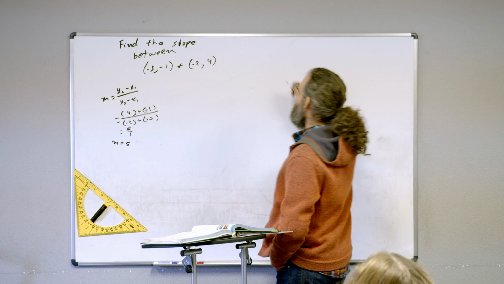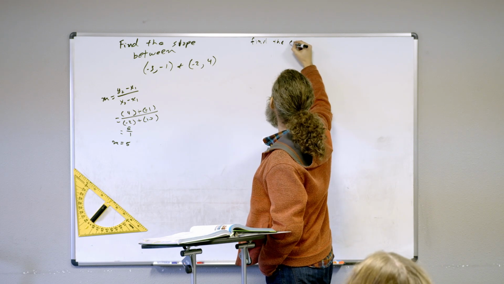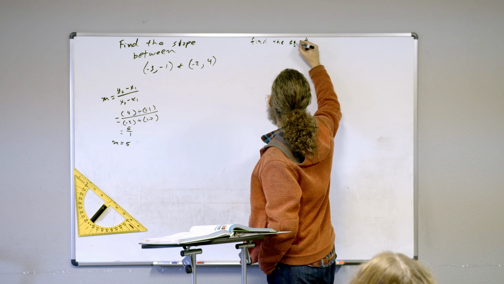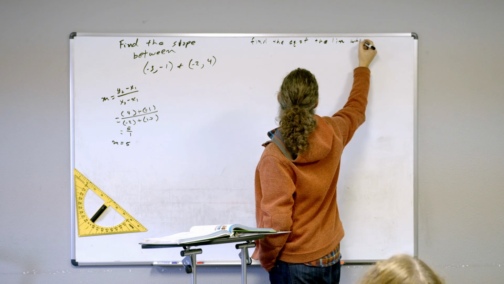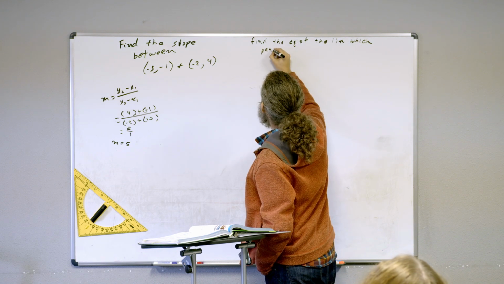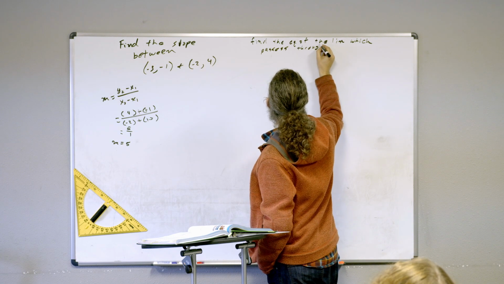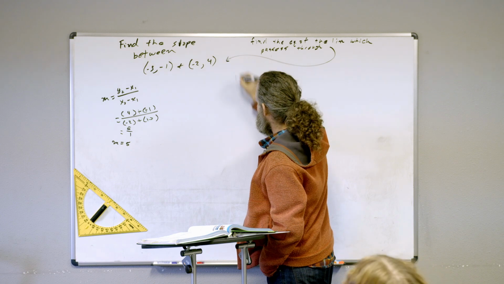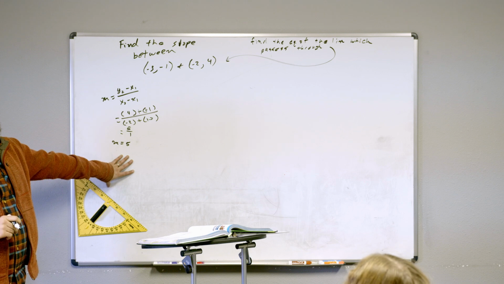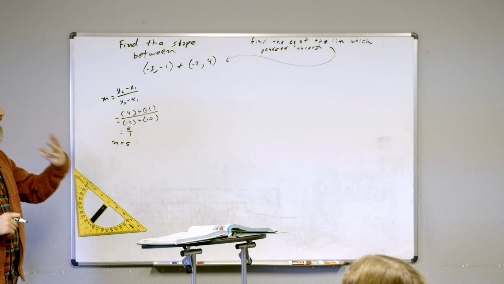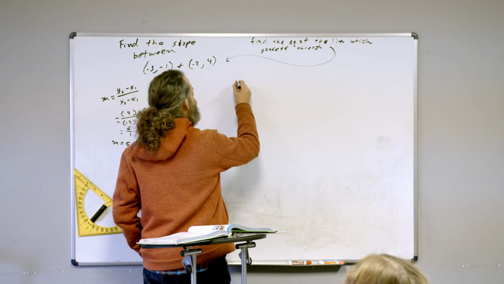But another problem might say find the equation of the line which passes through these ones. So step 1 would be the same, right? Step 1 would be to find the slope. Now that we found the slope, what would we do then to find the equation? y equals 5x plus b.